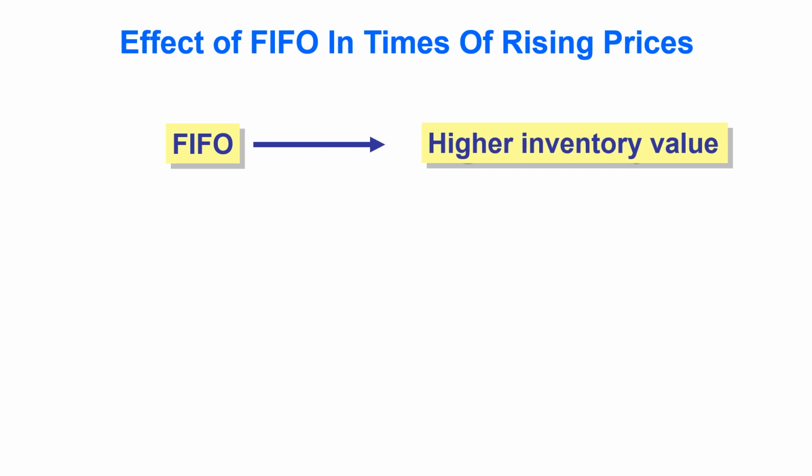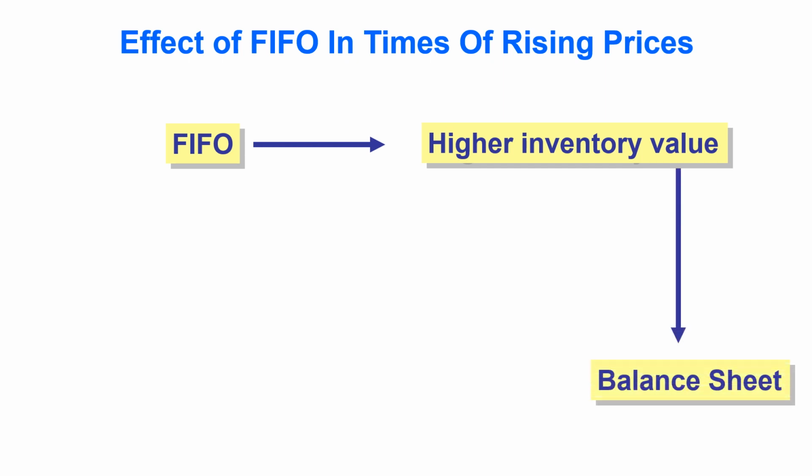In times of inflation, the first purchases are less expensive and the later purchases are more expensive, at higher prices. So the inventory value, the items that are not sold, will be at higher prices. That means it will be higher inventory value. So that higher inventory value goes to the balance sheet.